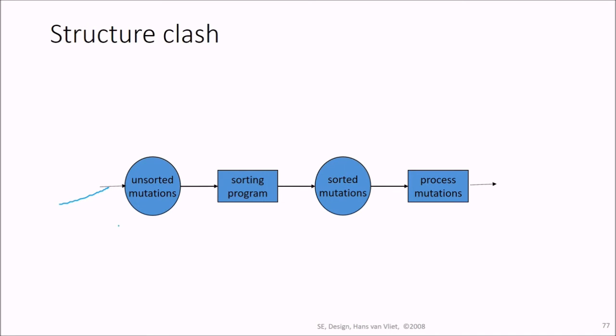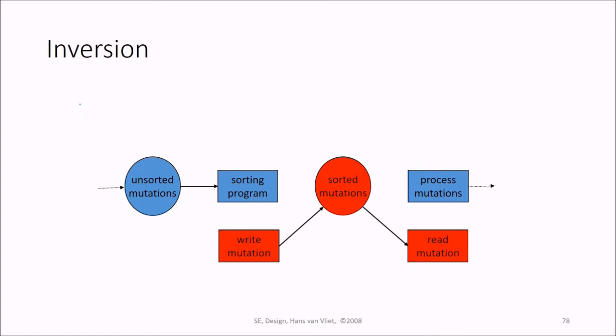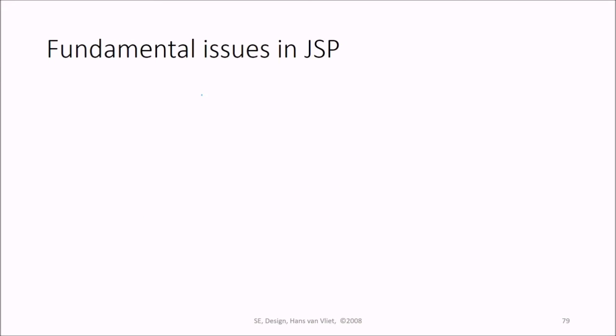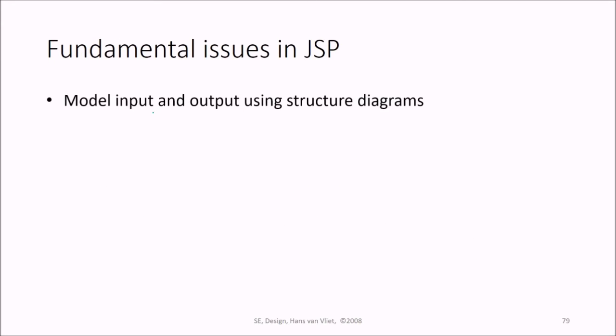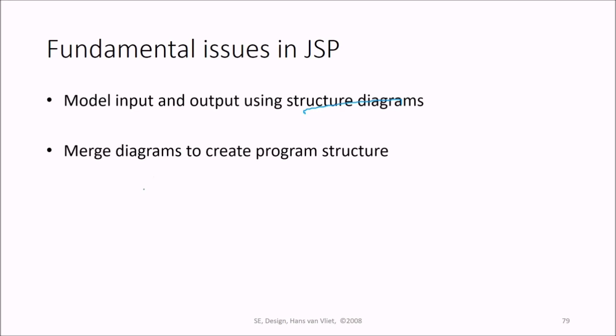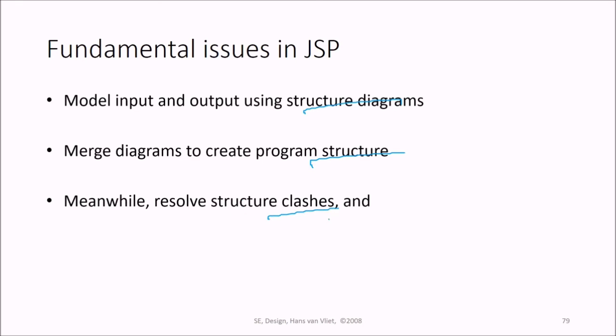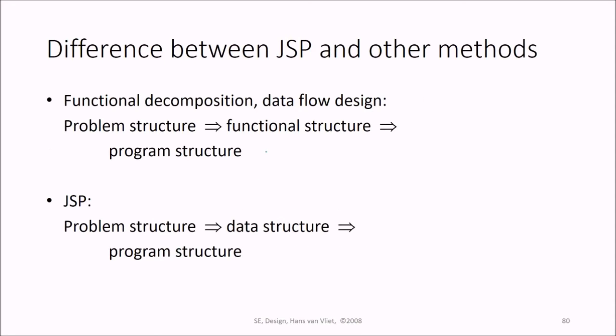Now, structure clash means unsorted mutations, sorting program, sorted mutations, and process mutations. In this, we can have inversions also, like sorted mutations can have write mutation and read mutation. The fundamental issue in JSP is to model input and output using structure diagrams. So we merge diagrams to create a program structure. Meanwhile, we resolve structure clashes also, and we optimize the result through program inversion.